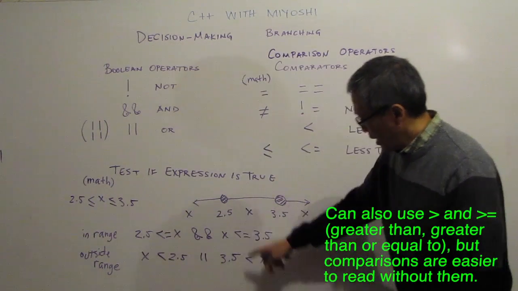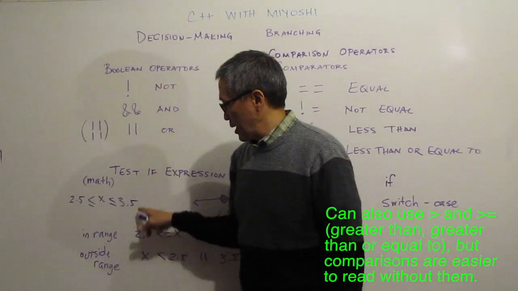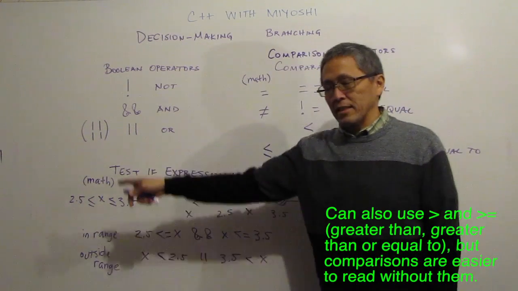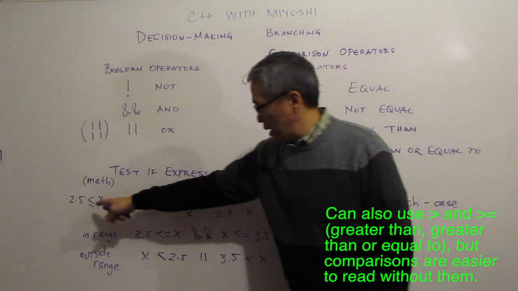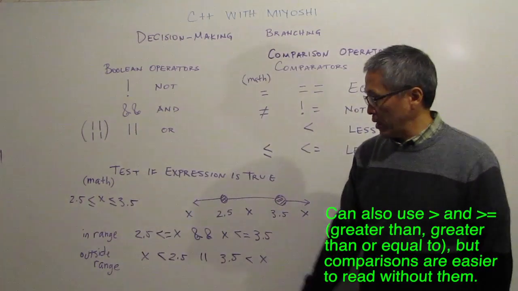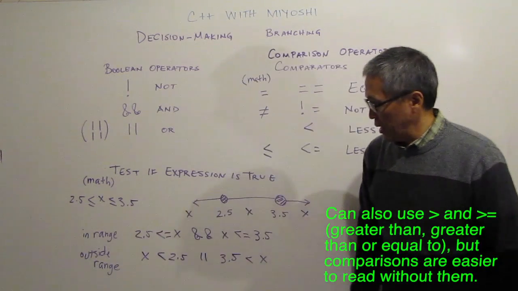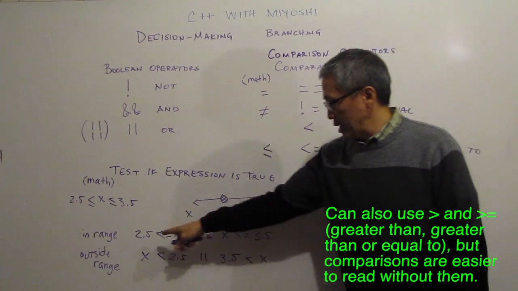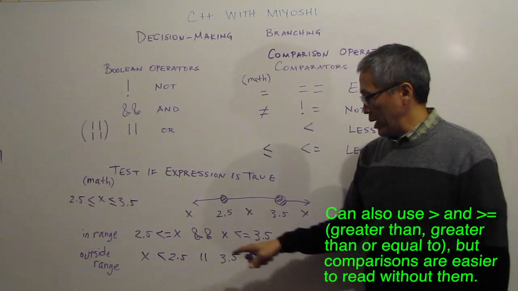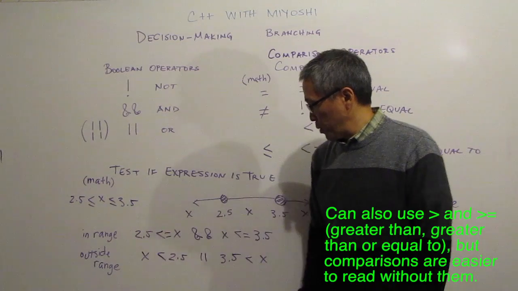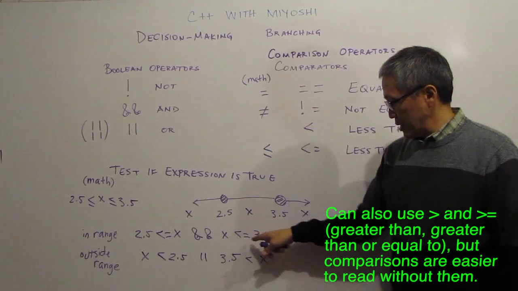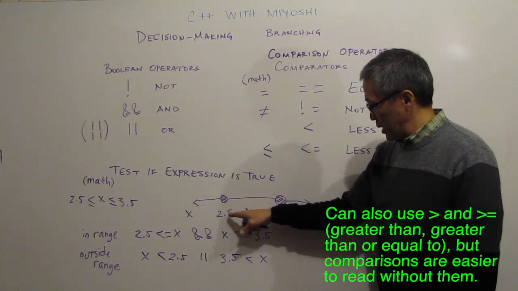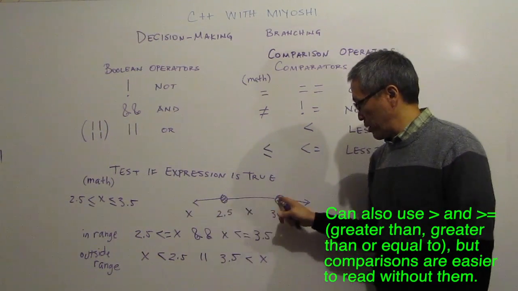Here, if I have a math expression like x is between 2.5 and 3.5, and I want to test that in our programming, I can't just do that expression there. First of all, I don't have the less than equal to symbols. But if I want to see if something's in that range, I can check to see if this expression is true. And the way I do that is x is greater than or equal to 2.5 and x is less than or equal to 3.5. And this looks just like it would on the number line. That would mean that x is between 2.5 and 3.5, including 2.5 and 3.5.